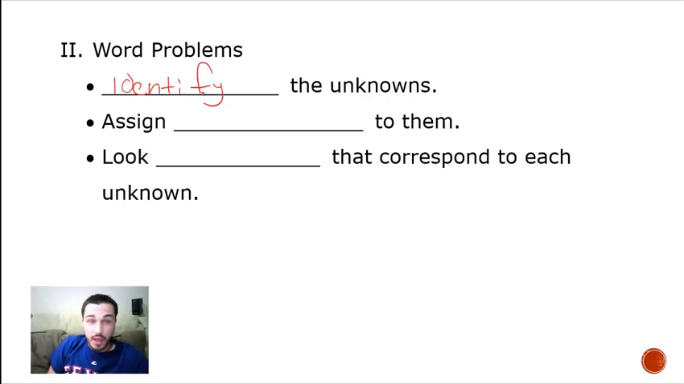And now that you know what the unknowns are, let's assign variables to them. Variables again like x and y, a and b, again, take your choice. Then go back in the problem and look for numbers that correspond to each unknown. And you're going to use those numbers to write the equation itself, the equations themselves. So let's see an example of that.